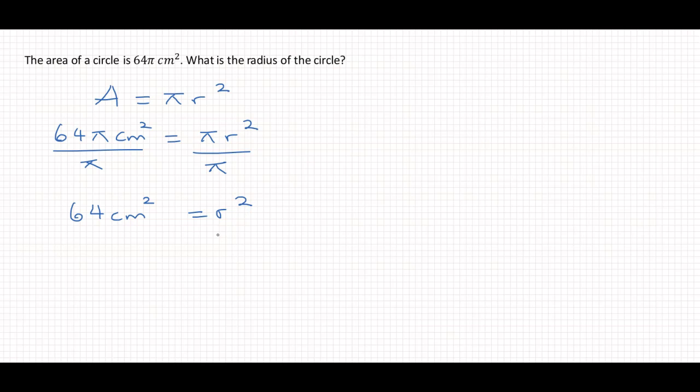Now, to find the value of the radius, we're going to find the square root of both sides right here. So the square root of r squared is r. Normally you would do the plus or minus, you have a plus or minus in front of the square root, but we don't need that because this is a length. Lengths can never be negative. So the square root of 64 is 8. So our radius is 8 centimeters.